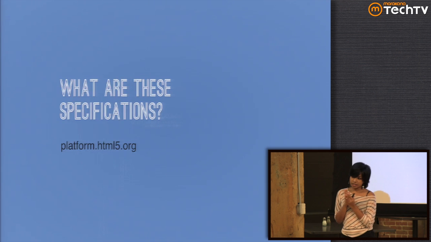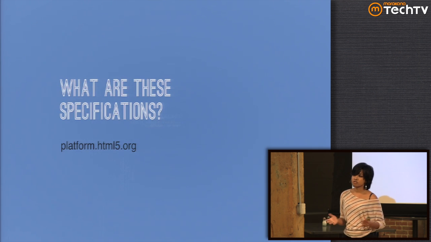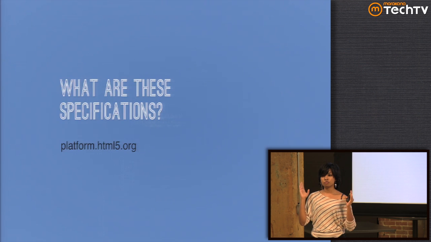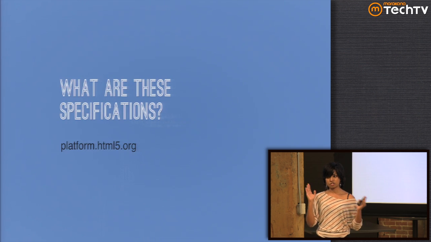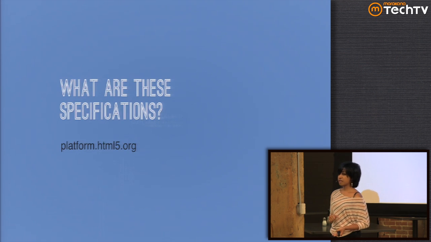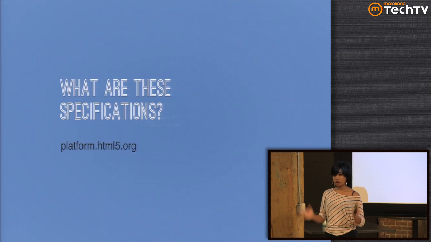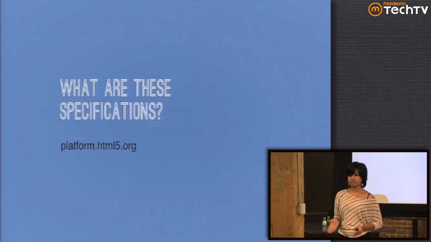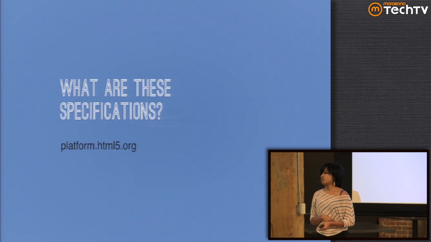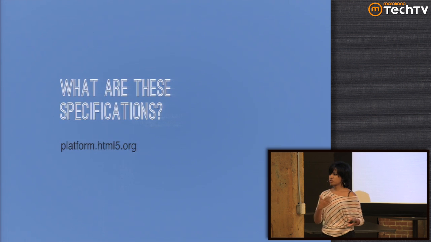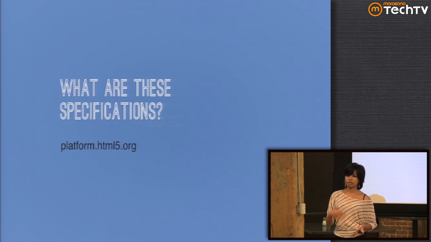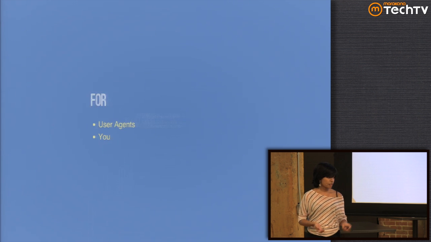So I keep talking about specifications, but what are these standards? What are these specifications? Everything that you are dealing with is all documented at this URL called platform.html5.org. It lists all the specifications that impact you as a web developer or a designer. So if you are interested in any one of them, just go to that site, start looking at the specifications, and see which one you're interested in contributing to.